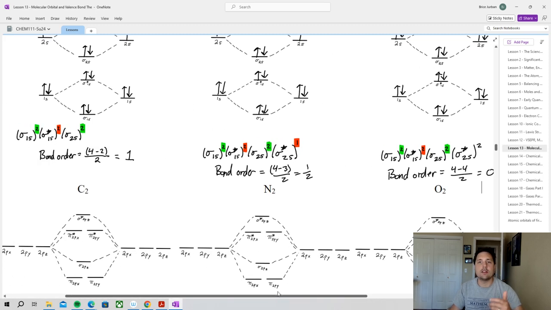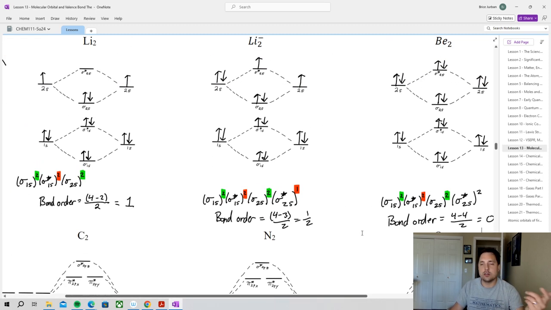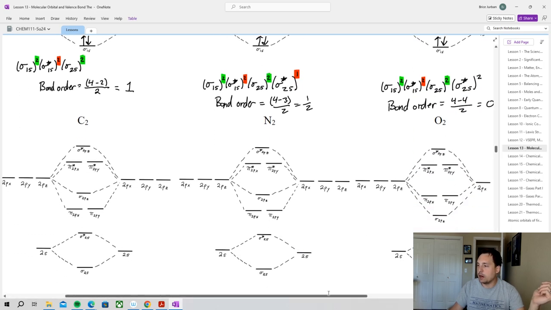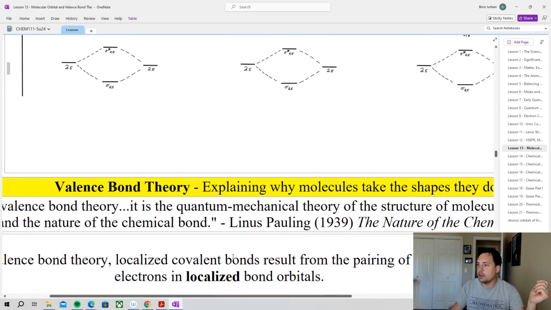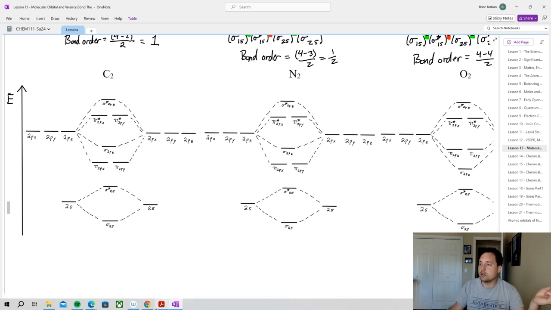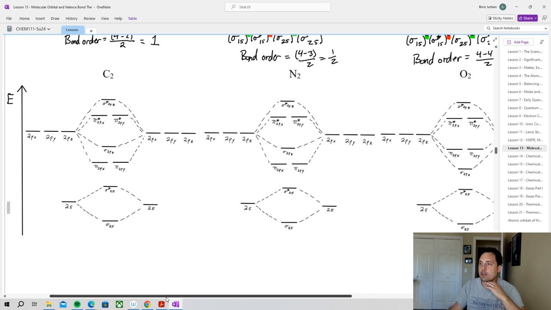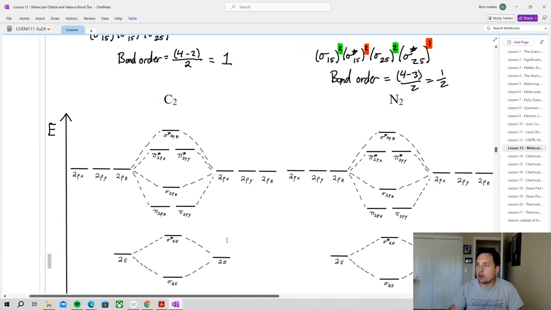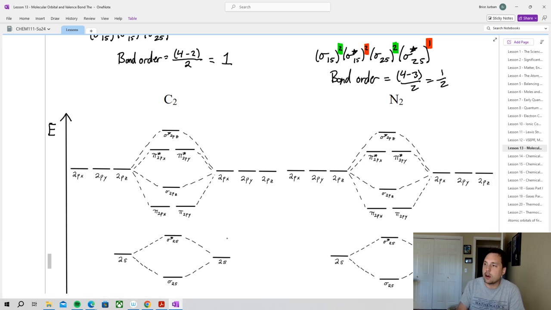All right, so here we have a theory for why some molecules don't exist and why some molecules do exist. This is very powerful. We need to practice this with a few other examples. So let's look at the homonuclear diatomic molecules for elements that have p orbitals in a ground state. So carbon, let's see if carbon wants to form bonds with other carbon atoms.